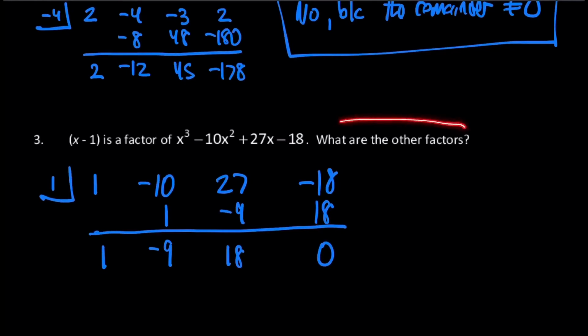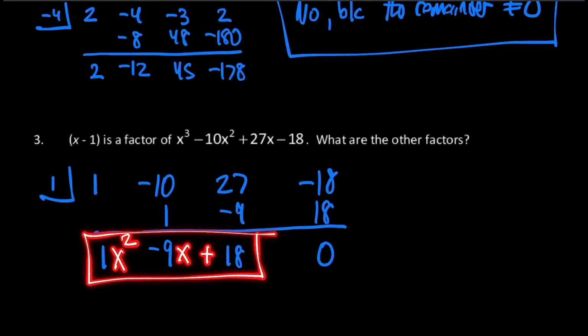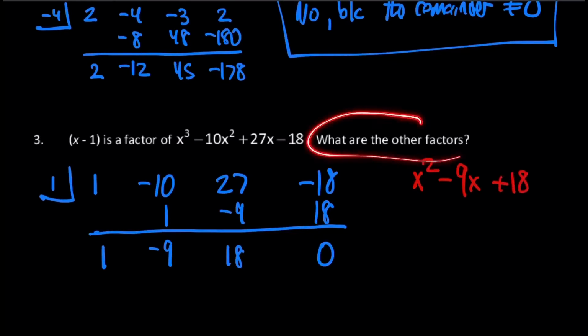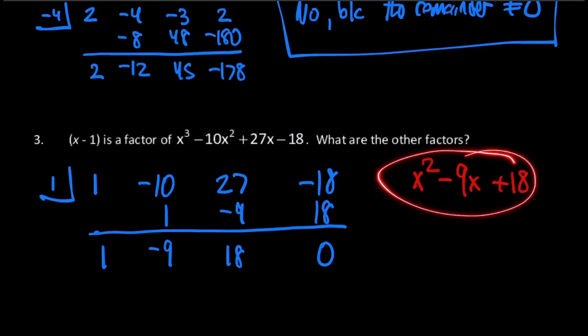Now, what are the other factors? Well, remember, these numbers here represent the coefficients of our depressed polynomial. The reason we call it depressed is because we start with a cubic and we divide off an x. So what that gives us is a quadratic, x squared minus 9x plus 18. There's my depressed polynomial. So let's jot that down. x squared minus 9x plus 18. So if it asks for what are the other factors, well, now I just need to factor this.